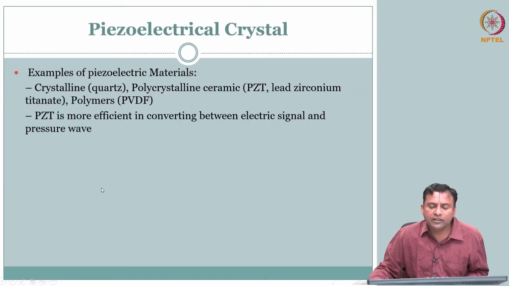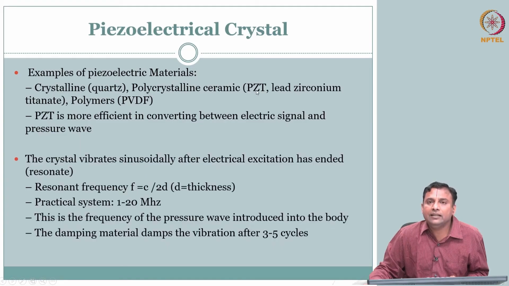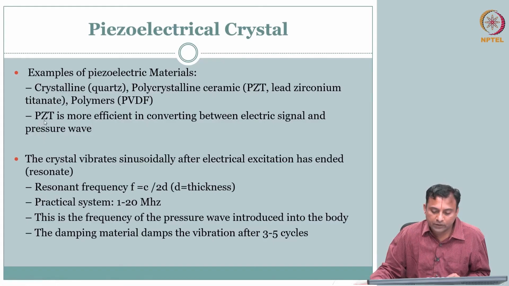So, you have several different materials available. By far PZT is the one that is used. You have PVDF, polyvinylidene difluoride, but that is a very sensitive material, and so usually this is used for calibrating transducers that are used in clinical applications. Okay. So, PZT is more efficient in converting. So, this conversion efficiency is important, and therefore, PZT is popularly used.